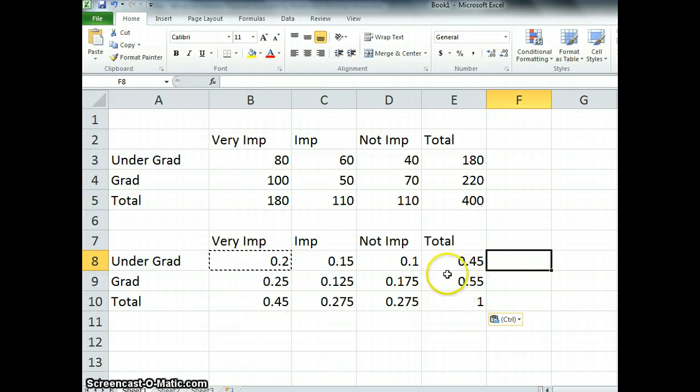So you can just read off all the data here from the probabilities, and this helps you answer questions about what are the odds that if the student thought it was important that they were an undergraduate or a graduate, that sort of thing.